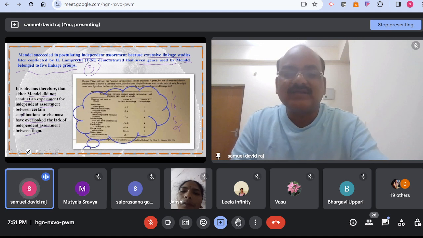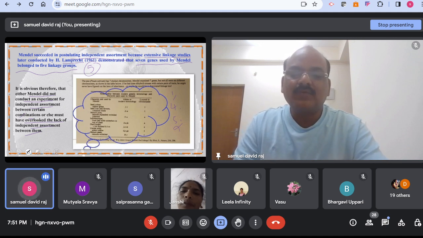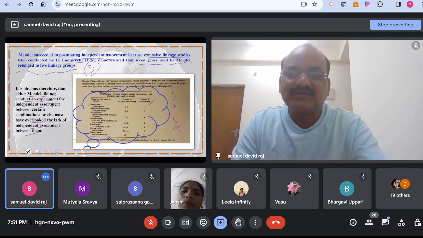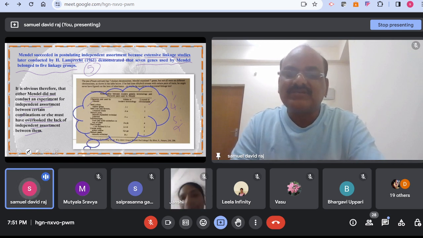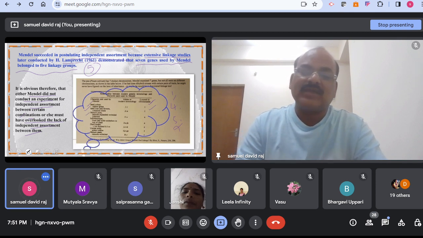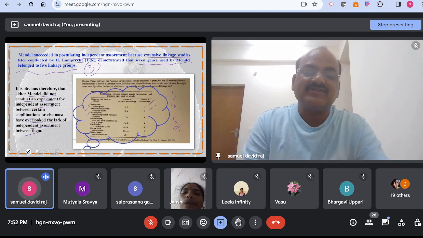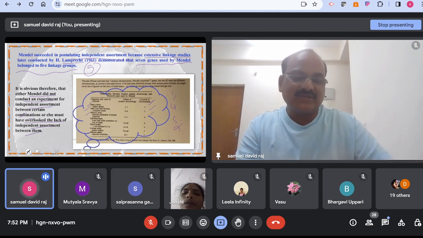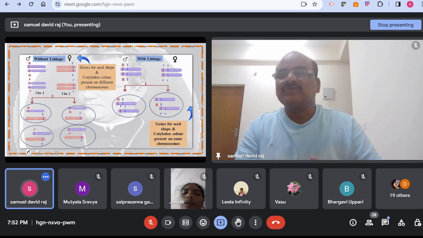I will share this slide showing which character is present on which chromosome, and you have to be familiarized with it. Seed color is present on the first chromosome. Seed coat and flower color are also present on the first chromosome. And mature pods, smooth and wrinkled, that means inflated and constricted, are present on the fourth chromosome. Likewise, so on. You have to be familiar with all these characters.